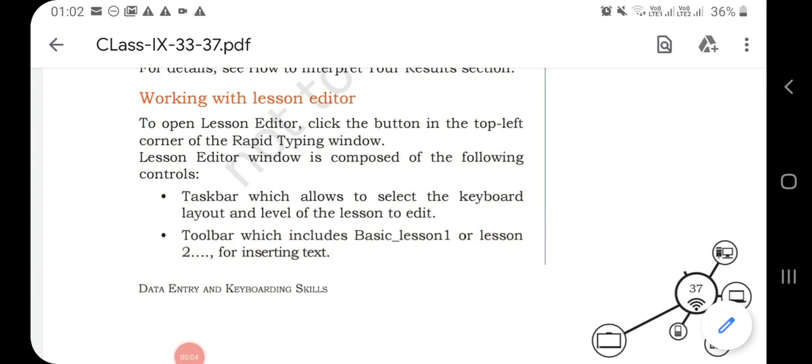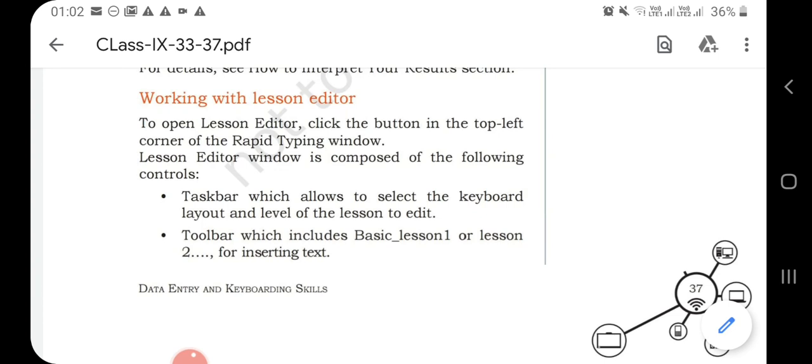It's unit number 2, and the name of the unit is data entry and keyboarding skills. The topic is working with the lesson editor. The lesson editor window allows you to customize lessons. That is, you can add, change, import or export, and remove courses and lessons, and review each lesson's statistics.